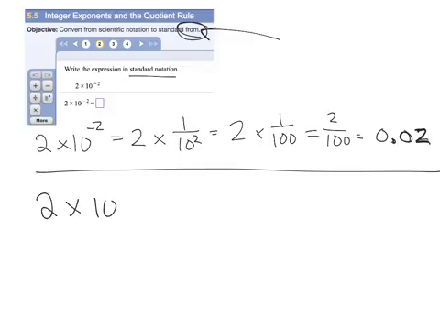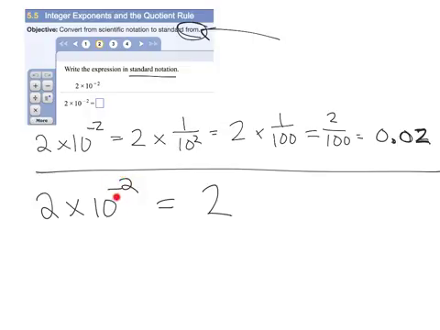We know that when you're multiplying by 10 to the negative second power, that's a fraction. And what that means is, even though you're multiplying, it means you're going to make this 2 smaller because you're multiplying by a fraction. So when you take that 2, and you need to know that you're going to take that 2 and you're going to make it smaller. In this case, we know we're going to make it smaller by 2 place values. All right?